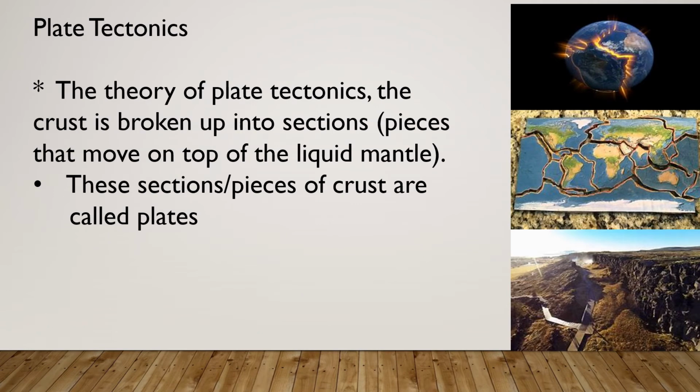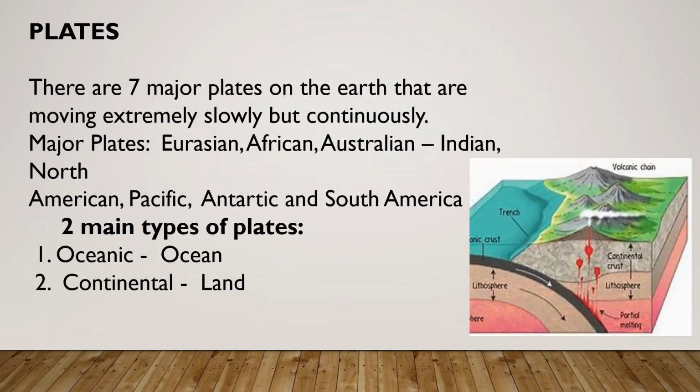Now, plate tectonics. In this theory of plate tectonics, the crust is broken up into sections, pieces that move on top of the liquid mantle. As you can see in the picture, there are broken lines. These sections, these pieces of crust, are now called plates. So what are those plates?